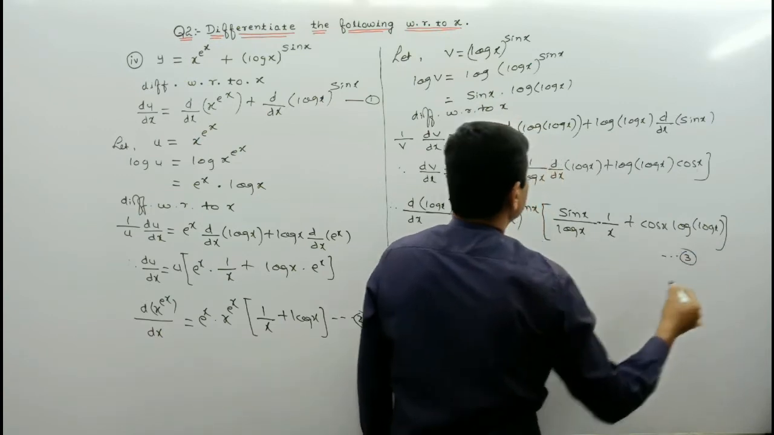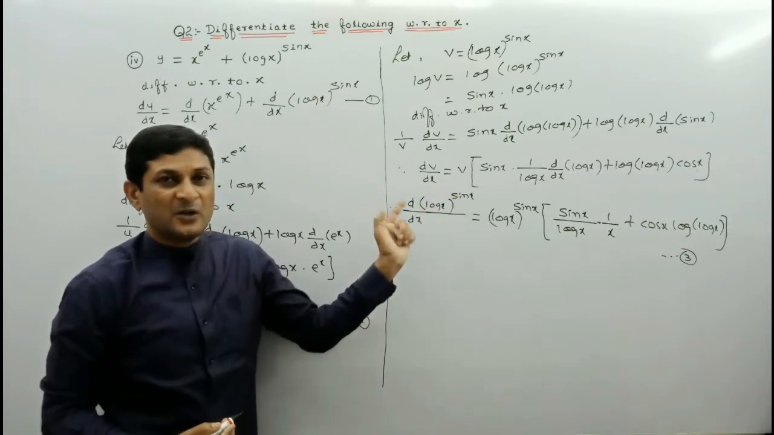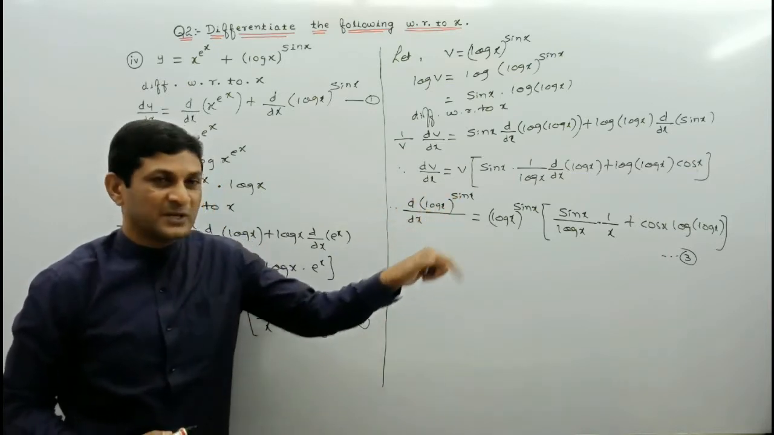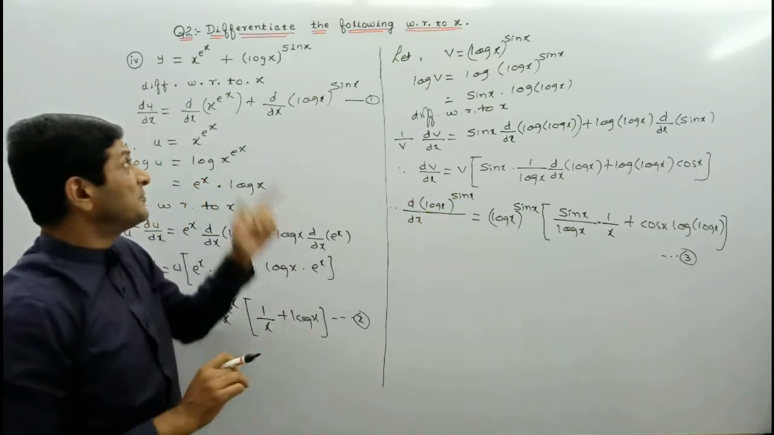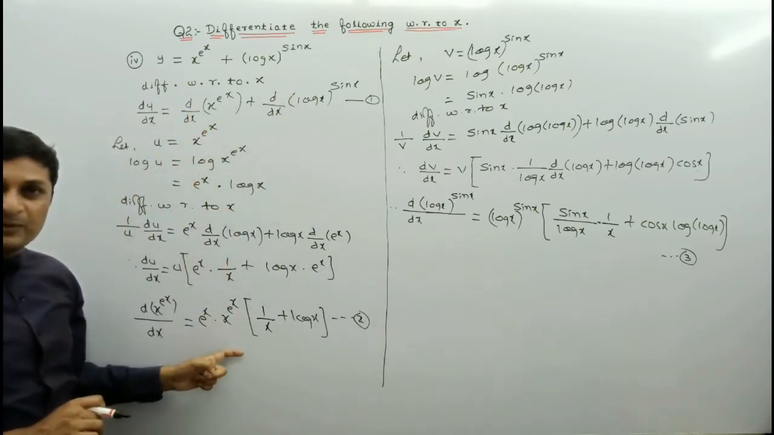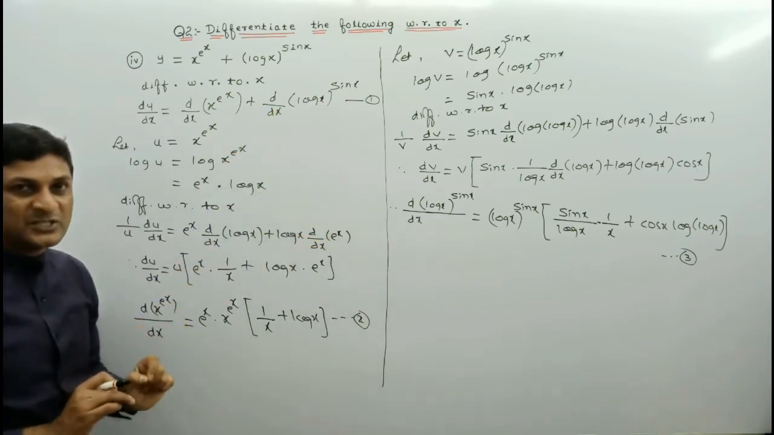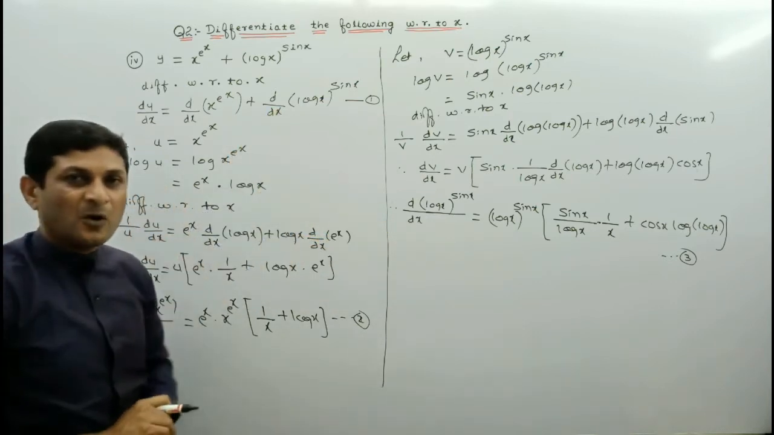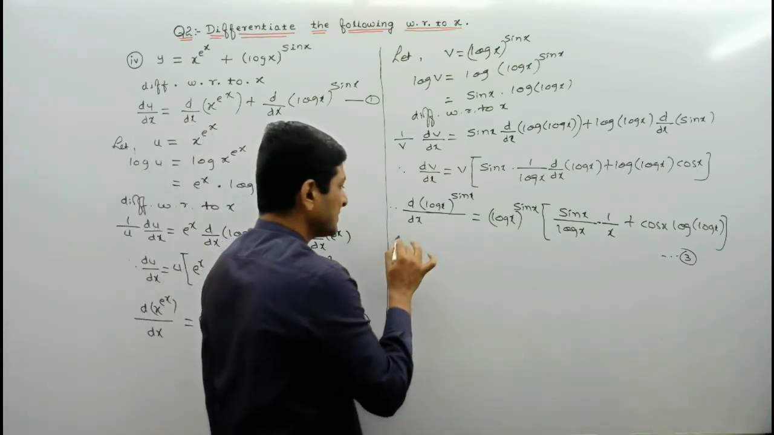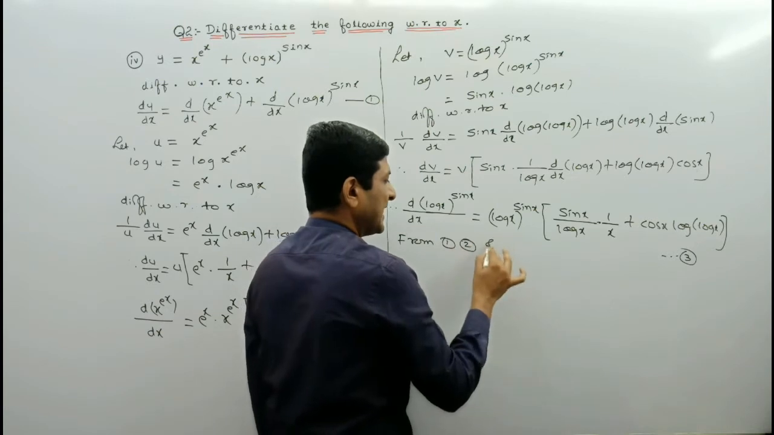So let us denote the differentiation of this second term, the derivative of log x raised to power sin x, by equation number 3. So differentiation of both the terms is known to us. This differentiation is in equation number 2, and the differentiation of this function we have denoted by equation number 3. Now we are substituting all these values in equation number 1, meaning what result we are getting from equations 1st, 2nd and 3rd.